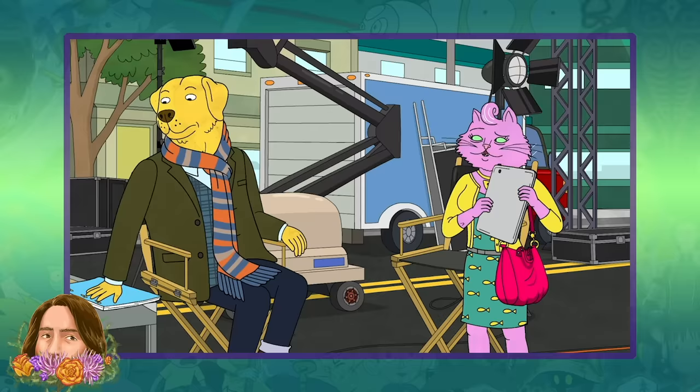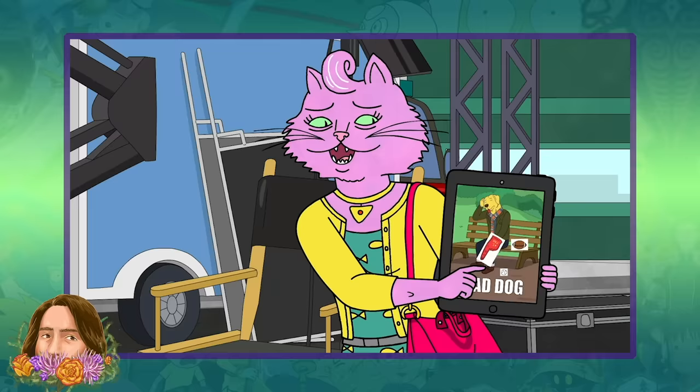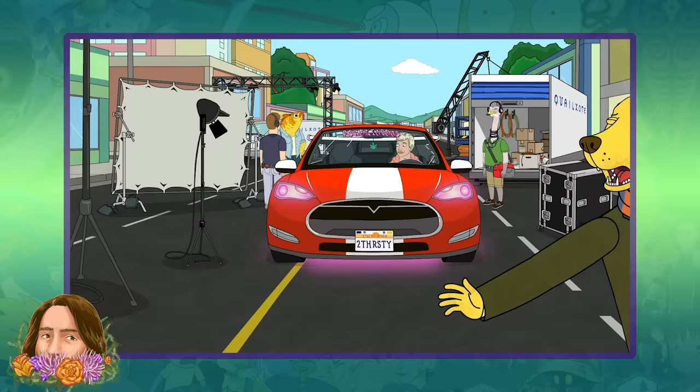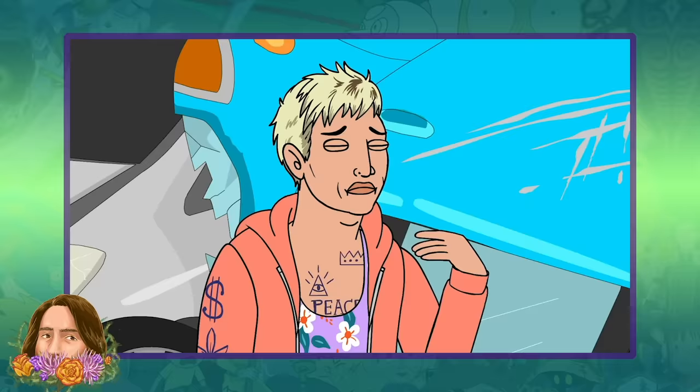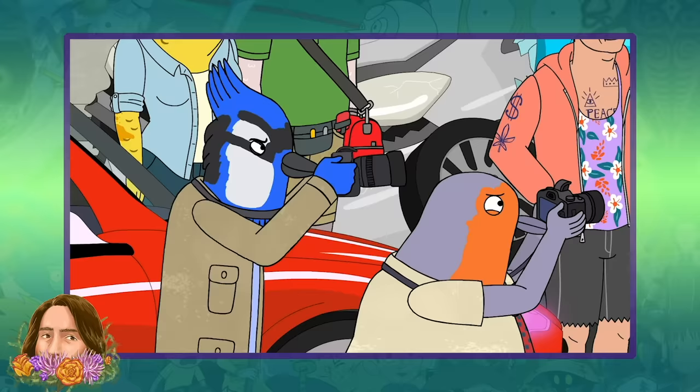This leads to a photo of Mr. Peanutbutter being incredibly sad on a park bench being turned into a meme known as Sad Dog. While on the set of Birthday Dad, Mr. Peanutbutter is almost hit by a slow-moving car driven by pop star Joey Pogo, and Princess Carolyn spins this into PB living up to his Sad Dog meme.